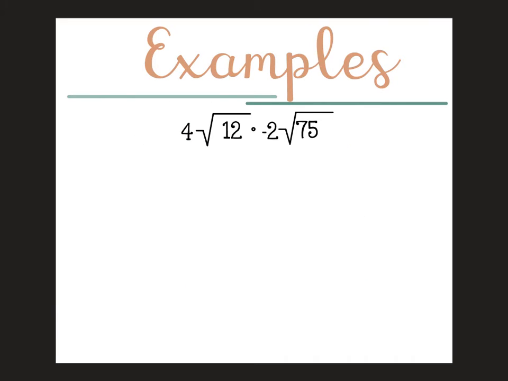So then here's another example, and this one's slightly different because there are coefficients out in front. So just remember, any numbers out in front, the coefficients, can be multiplied together. Any numbers in a radical can be multiplied together. So 4 times negative 2 gets me negative 8 out in front. 12 times 75 gets you 900.